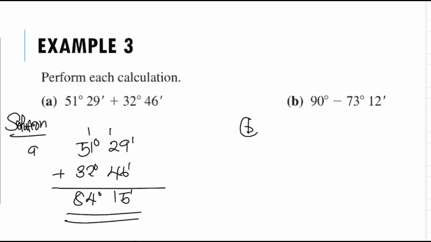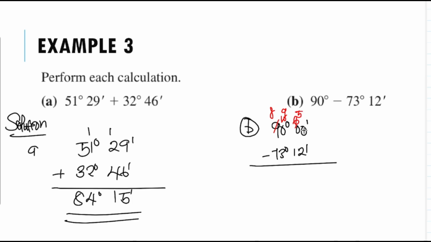And B, we have 90 degree, okay, 0 minutes minus 73 degree 12 minutes. So if we subtract this, you have to borrow here because we don't have any. And when you borrow 1 from here, you'll be left with 8. Bring it here, you have 10. Borrow 1 from here, you have 9. Bring it here, when it comes here, it becomes 6. Okay, so that is 6. Borrow 1 from here, you have 5.